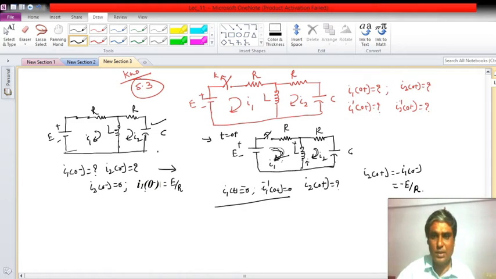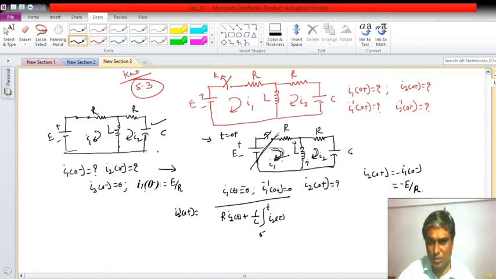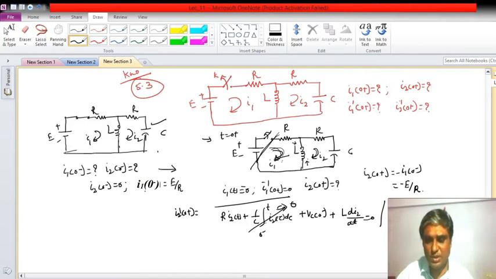Okay. Now let me calculate what will be I2 dash of 0 positive. In order to calculate, let me write the KVL for mesh 2, and for mesh 2 only I can write because this part is of no use for me. So for mesh 2, it will be R I2 of t plus 1 over C integral of I2 of tau d tau, plus Vc of 0 negative, plus L di2 by dt, which is 0, right? And now I would like to evaluate this at t equal to 0 positive. This will be 0 because there is no impulse present, right?